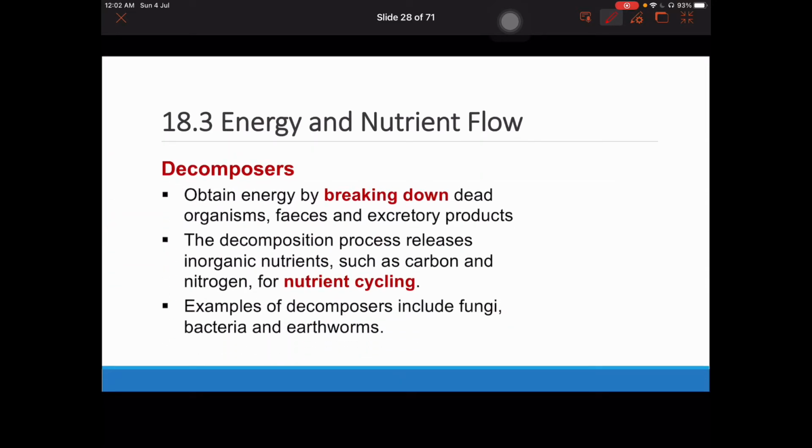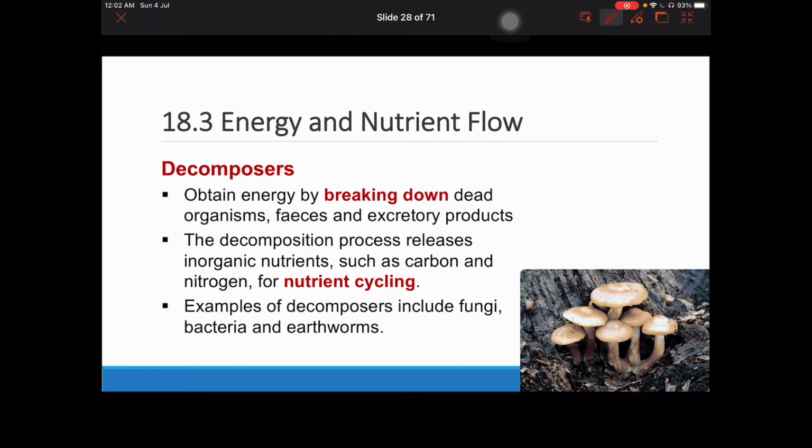Next, we also have this category called the decomposers. Now, decomposers work differently. They also obtain energy, but they don't exactly feed on other organisms, nor do they take light energy and use it to make food. They actually break down dead organisms, feces, or other forms of waste products, right?